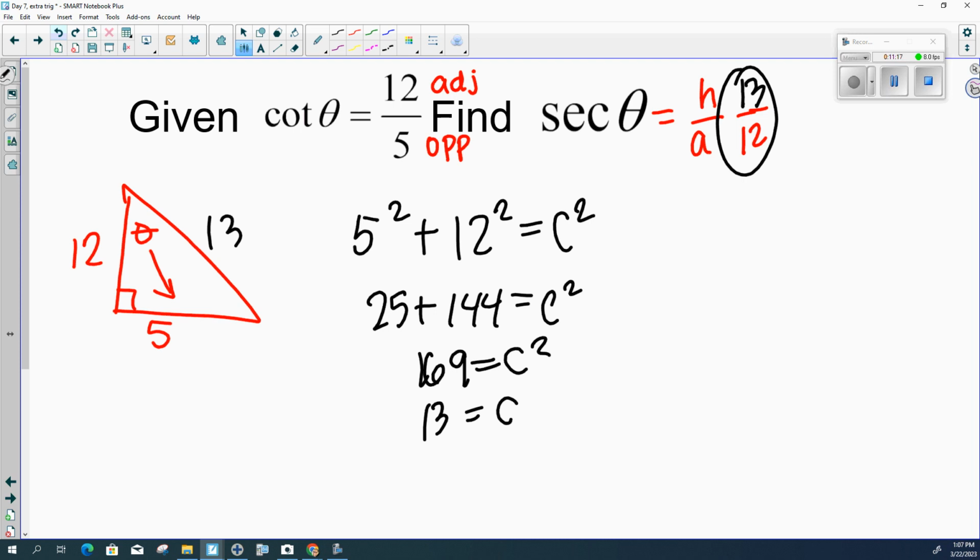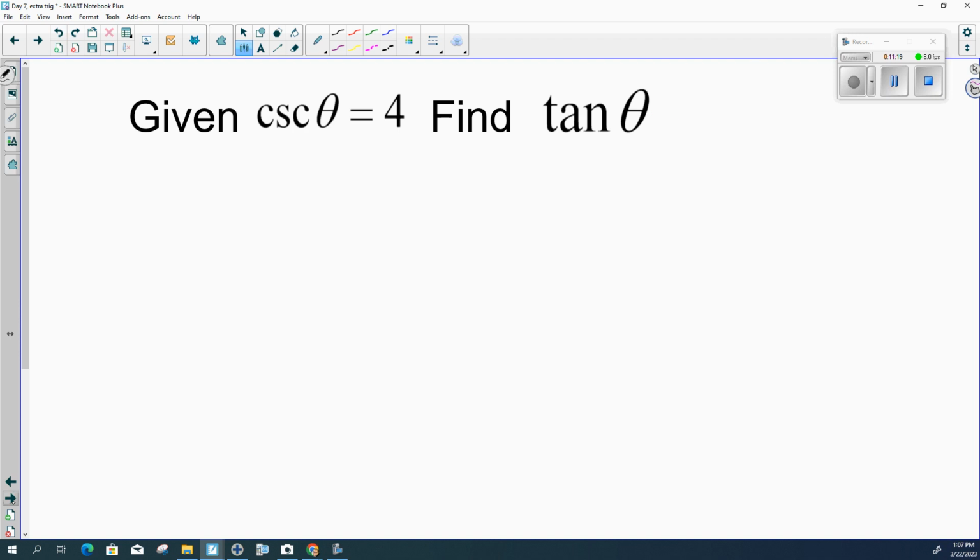Okay, let's try another one. So I'm going nice and slow because that's kind of what you have to do on these, with all these same letters everywhere. Just keep this handy. If you can have this at the top of your page, you don't have to memorize it. You just have to look back and see which ones we're using. So write it down. Given cosecant equals 4, find tangent theta.